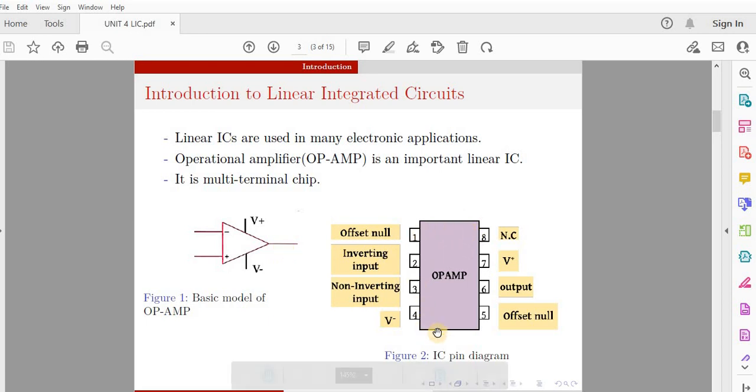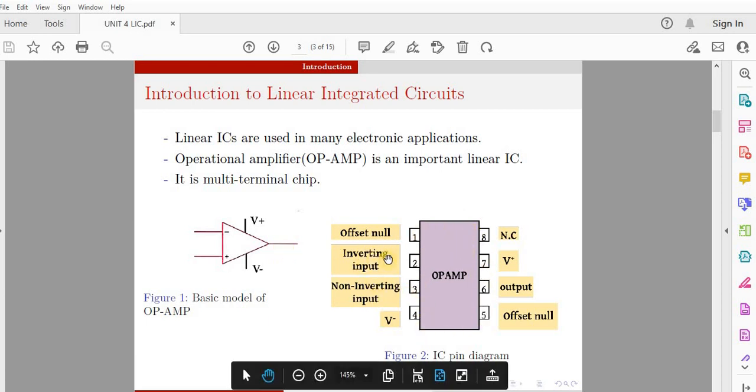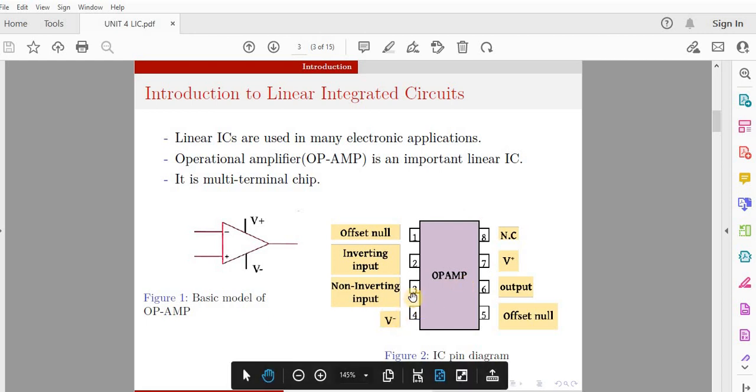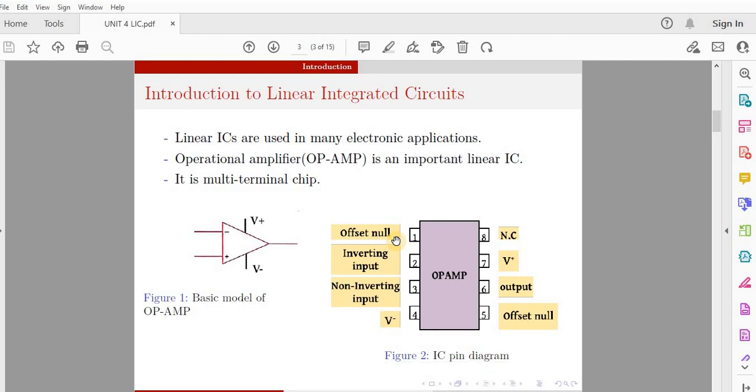Here we can see an op-amp basic pin diagram. Pin 2 is called the inverting input, 3 is called the non-inverting input, and 6 is used for output. 7 and 4 are used to give the power supply, V plus and V minus. Here we have an offset null. If the output gets shifted from the basic level or normal ground level, it will be restored by using the offset null.